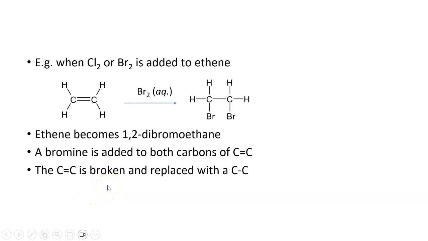Similarly to adding H2, you can add Cl2 or Br2. So if you added Br2 to ethene, you would add a Br to each of the carbons. Ethene becomes 1,2-dibromoethane. A bromine is added to both carbons of the C double bond C, and the C double bond C is broken and replaced with a C single bond C.